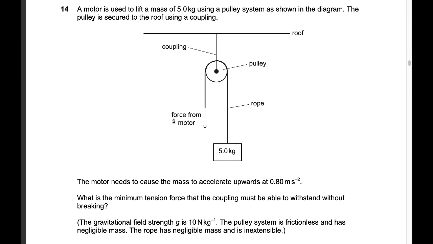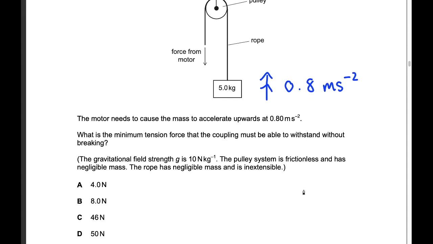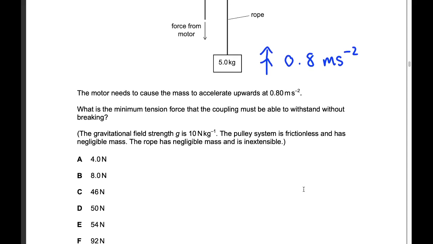Right, we have a motor. It's used to lift a mass of 5 kilograms using a pulley system as shown in the diagram. The pulley is secured to the roof using a coupling. The motor needs to cause the mass to accelerate upwards at 0.8 meters per second squared. So this is our acceleration, 0.8. What is the minimum tension force that the coupling must be able to withstand without breaking?